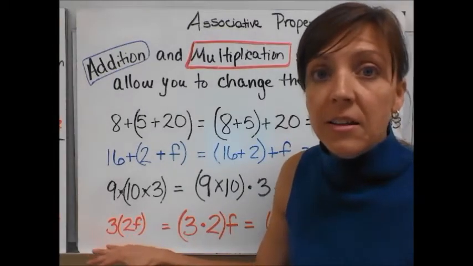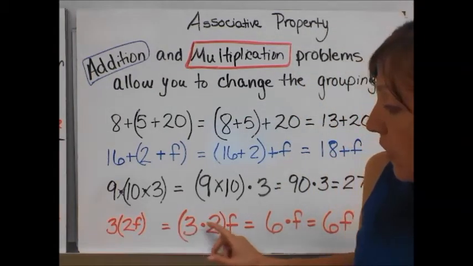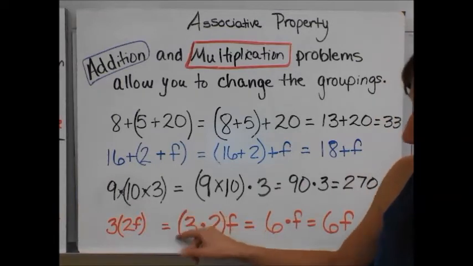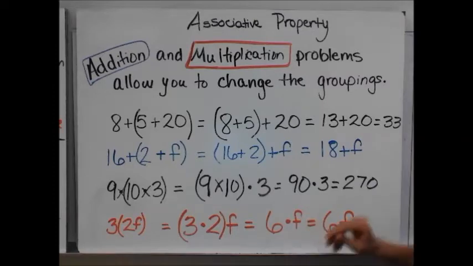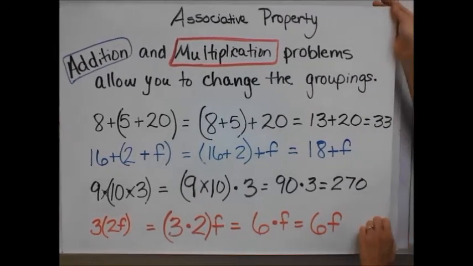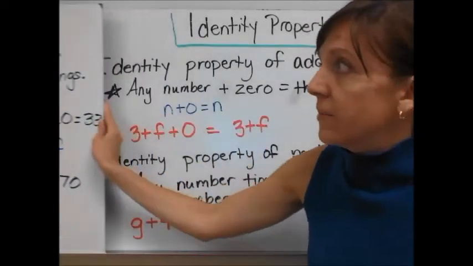Let's look at the next one. I have 3 times 2f, which equals 3 times 2, and then I made my grouping with 3 times 2, and then I have f outside of parentheses, which does mean multiplication. And 3 times 2 is 6. 6 times f is just 6f, since I do not know what f represents. We can't go any further with that. So associative property is just creating groupings that help you to add and multiply.